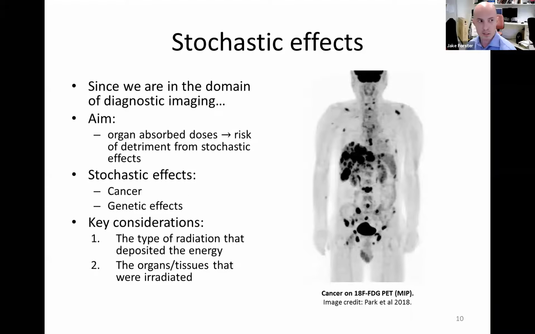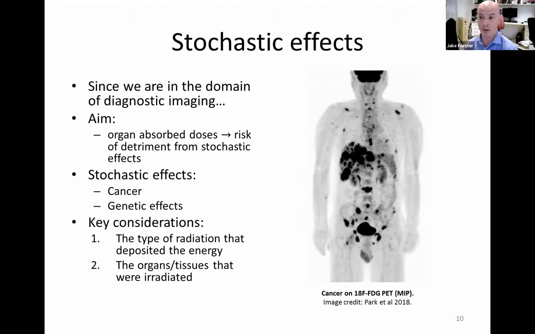Now, since this talk has diagnostic imaging in its name, I feel like I can't pass up this opportunity to talk about how we determine risk of detriment from stochastic effects in diagnostic imaging. The MIRD formalism will give us organ absorbed doses, and we'd like to predict the risk of detriment from stochastic effects from those organ absorbed doses. That's the aim. By stochastic effects here, we're talking about cancer, the induction of cancer, and we're also talking about genetic effects that may occur from gonadal exposures.